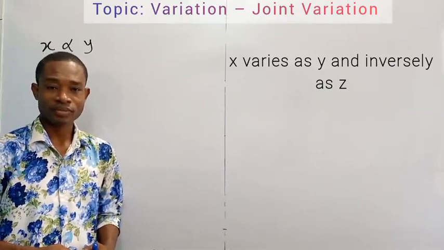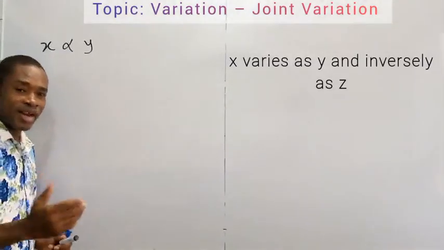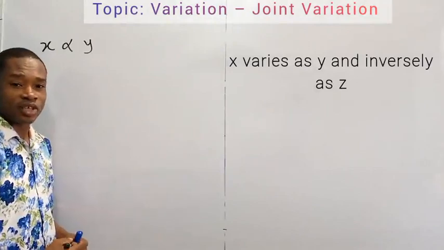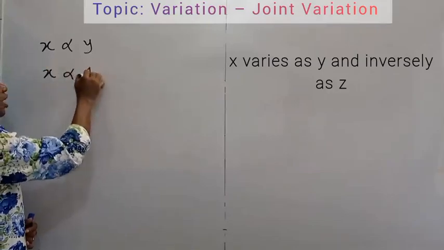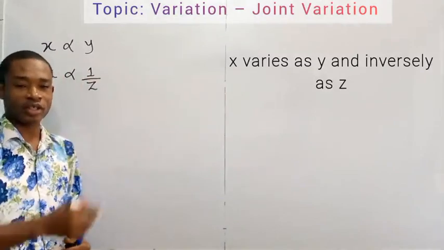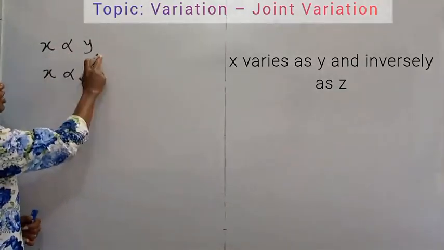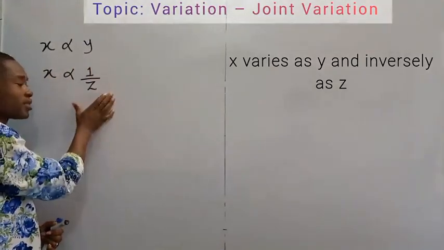Alright, x varies directly as y, it's written like this. Remember that statement also went further to say that x varies inversely as what? Z. In that case, you're going to have x varies inversely as z. Remember, in inverse variation, we have 1 over the other quantity. Now, in this first statement, x varies directly as y, and then x varies inversely as z, the second statement.